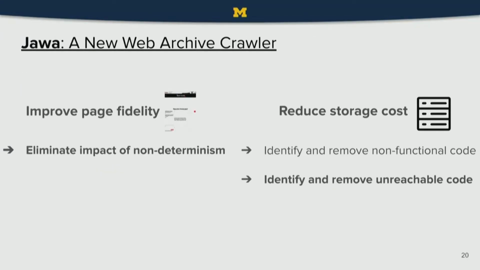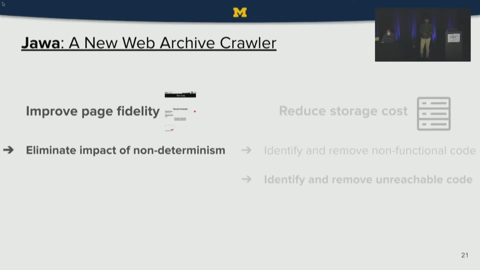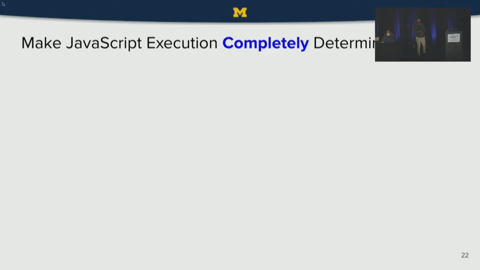Now, leveraging all these insights, we have built a new web archival crawler called Java, which stands for JavaScript Aware Web Archive. It leverages two orthogonal techniques to reduce storage cost, that is identifying and removing non-functional code and identifying and removing unreachable code. And it improves page fidelity, that is, it ensures that the page visually and functionally looks similar to the live version, and it does so by eliminating the impacts of non-determinism. In the interest of time in this talk, I'll only be focusing on fidelity and how to remove unreachable code. Let's talk about fidelity first.